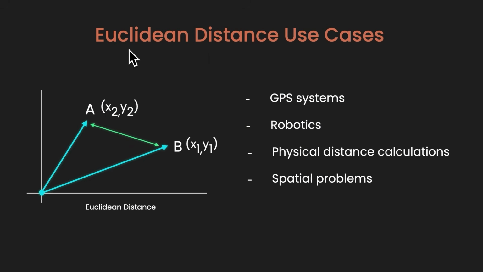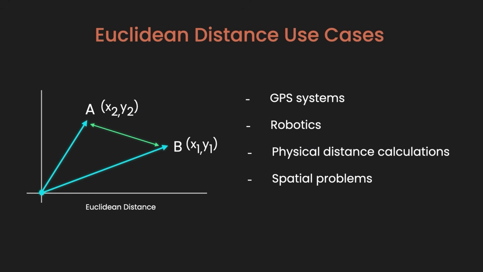So what are the Euclidean distance use cases? It is used in GPS systems heavily. It is used in robotics. It is used in calculating the physical distance between two vectors, and it is also used in several spatial use cases. So you can see that Euclidean distance is heavily used in the physical world, where the distance matters. Like what is the actual distance between A and B matters. The direction is irrelevant in these use cases. So that is when the Euclidean distance matters a lot.